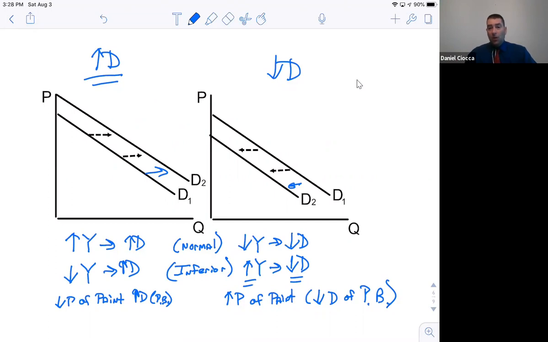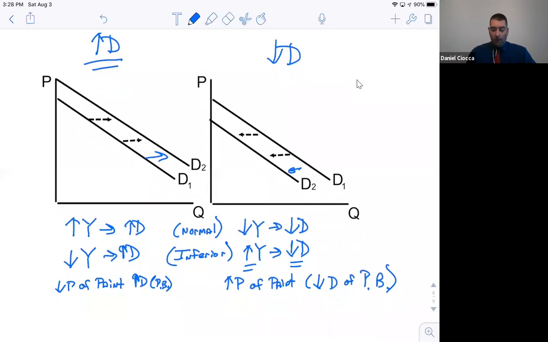If all of a sudden there was an increase in the price of Coca-Cola, what do you think would happen to the demand for Pepsi? Well, an increase in the price of Coca-Cola would result in an increase in the demand for Pepsi. Why? Because the two goods take the place of one another. They're substitutes. The opposite is also true.